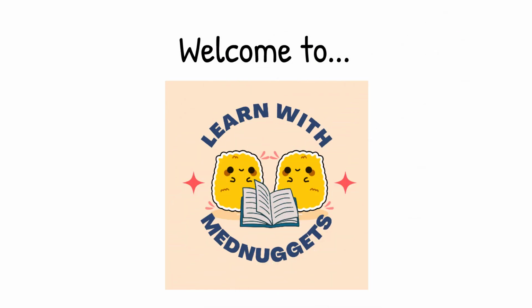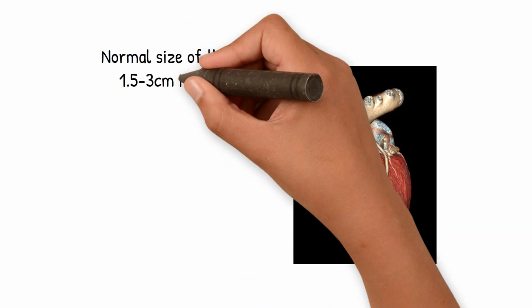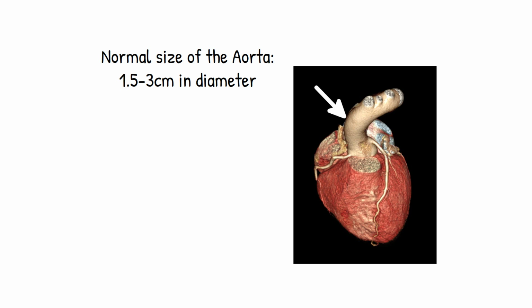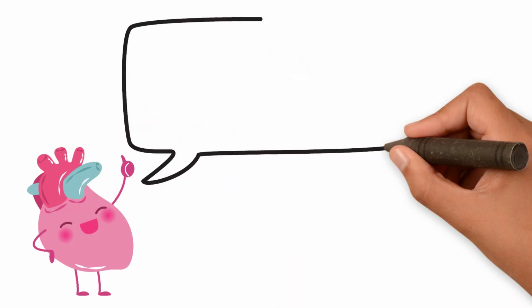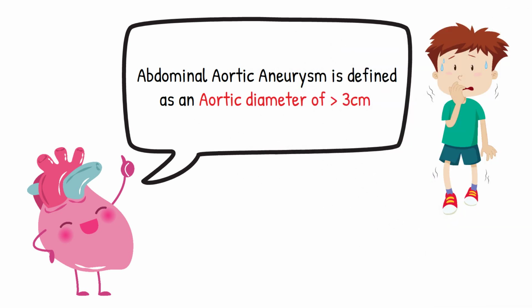In this video, we will be talking to you about abdominal aortic aneurysm. Our aorta is 1.5 to 3 cm in diameter. Abdominal aortic aneurysm refers to the dilation of the abdominal aorta with a diameter of more than 3 cm.